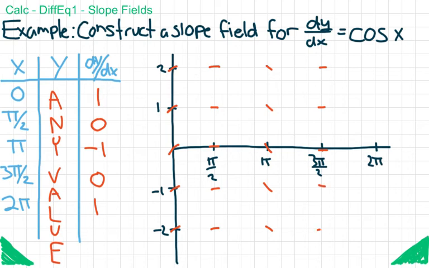We're not really thinking about what this is too much, although you might have an idea. We're just sketching the values. And then 2 pi, 1. So there you have it. You have a slope field based on the differential equation cosine x.